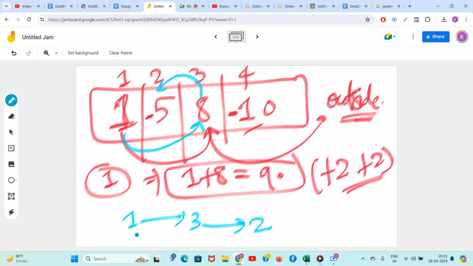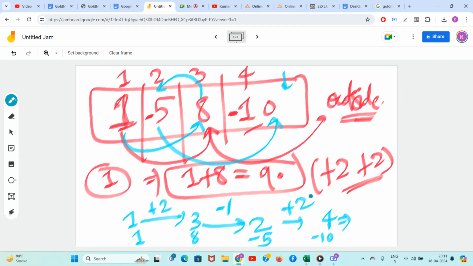So guys, 1 here, 8 here, and you are going back here -5. Now you are jumping plus 2 again, -10. And if you reach the last index, your job is done. Now you don't need to do anything else. So guys, what will be the sum of this journey? 1 to 3, then 3 to 2, then 2 to 4 again. So you are doing plus 2 jump, then minus 1, then plus 2 again. What is the sum of this journey?